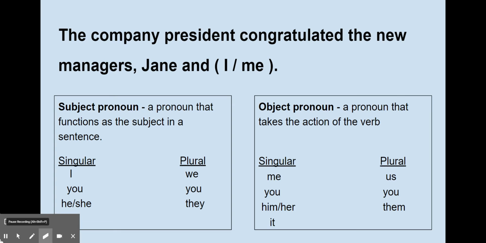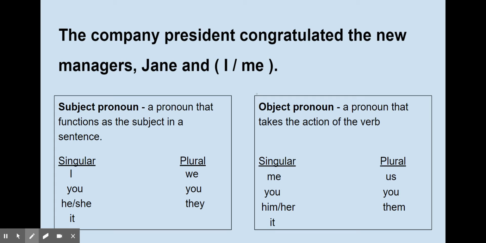So now I want to take a look at some examples. So I've got this cheat sheet at the bottom here with the different subjective pronouns and the objective pronouns, and I've got a sample sentence at the top. So this is my sample sentence. The company president congratulated the new managers, Jane and blank. So it's either going to be Jane and I or Jane and me. So our tendency is usually to want to say Jane and I, right? We've had it drilled into our heads that you would always say the person's name and then and I.